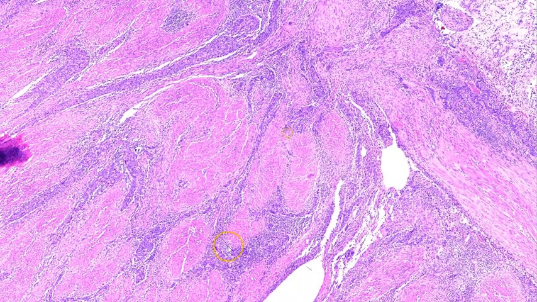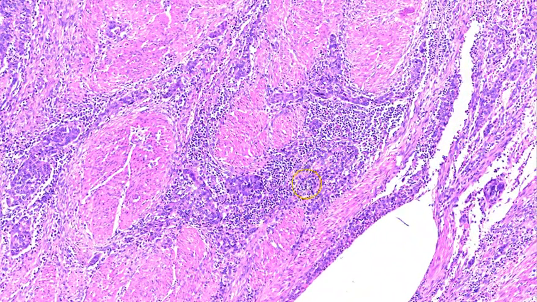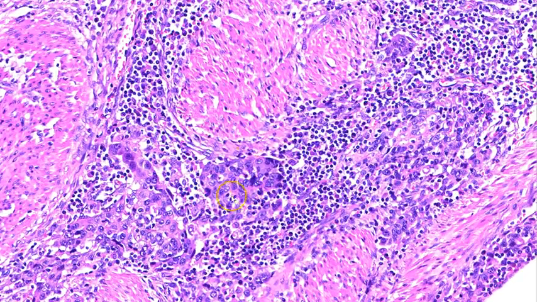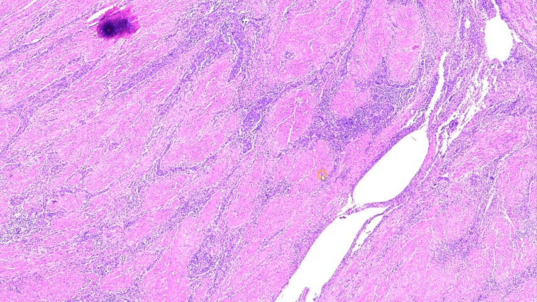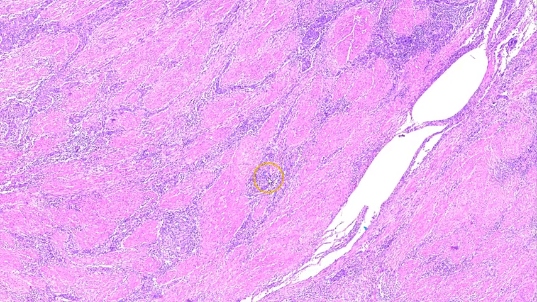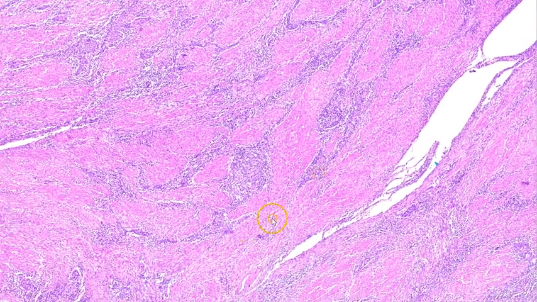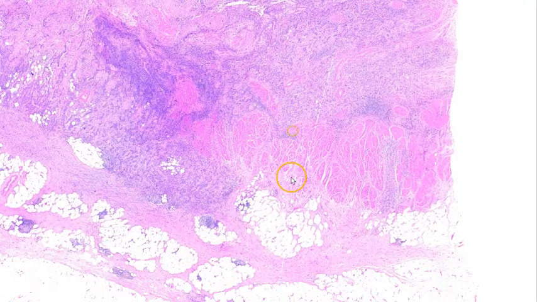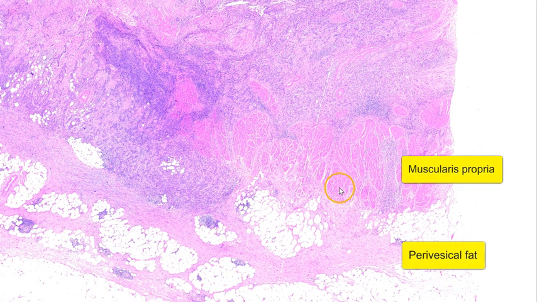Moving deeper, we continue to see these invasive sheets of malignant cells now invading into the very obvious pink muscle bundles in the muscularis propria. Again, there's a lot of accompanying chronic inflammation. And as we go even deeper, we still see these nests of malignant cells. And now we come to the deep extent of the muscularis propria.